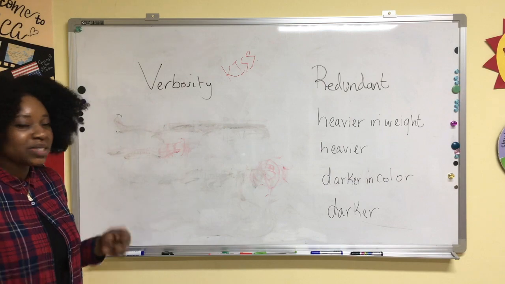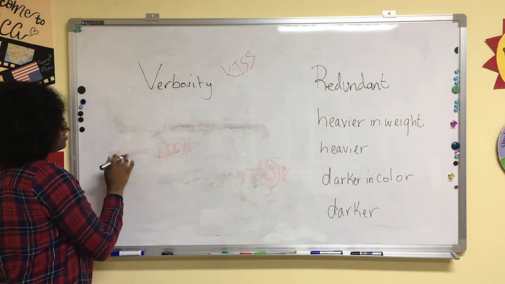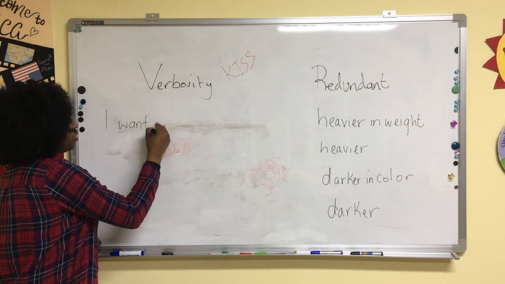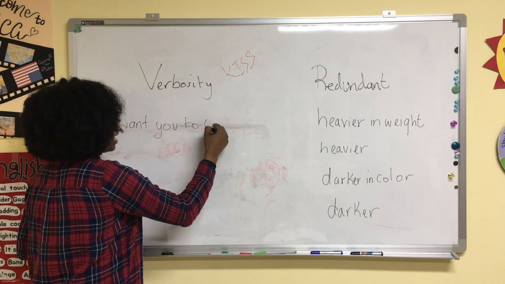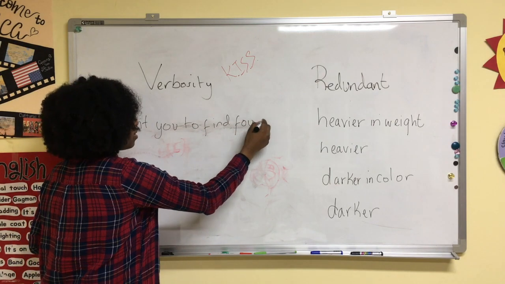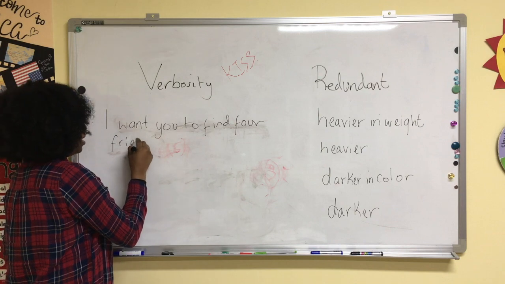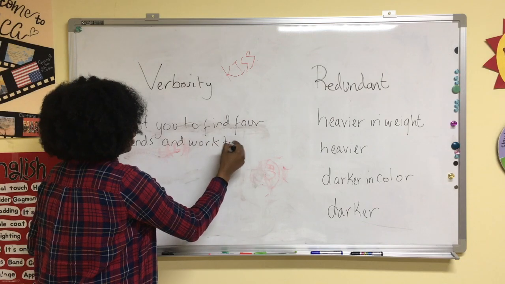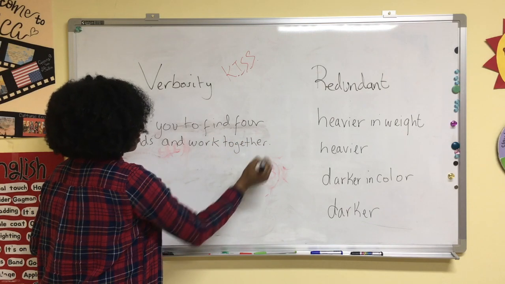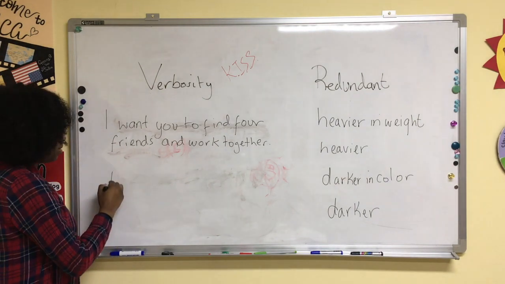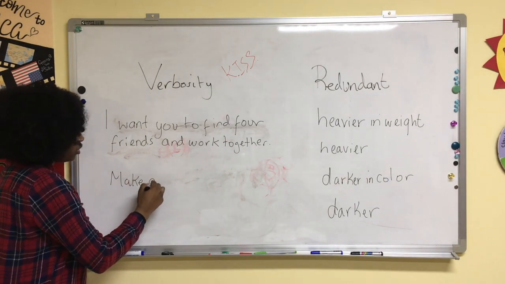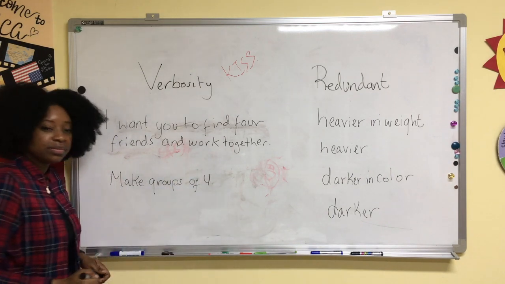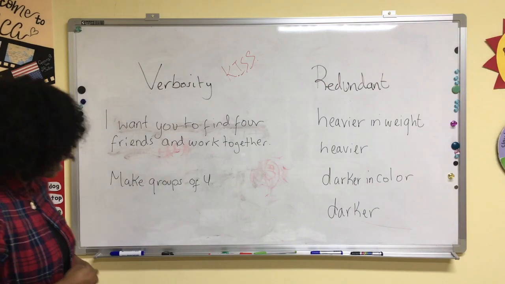Okay, so usually students would say something along the lines of this: I want you to find 4 friends and work together. Alright? Instead of saying, make groups of 4. Concise, direct, to the point.